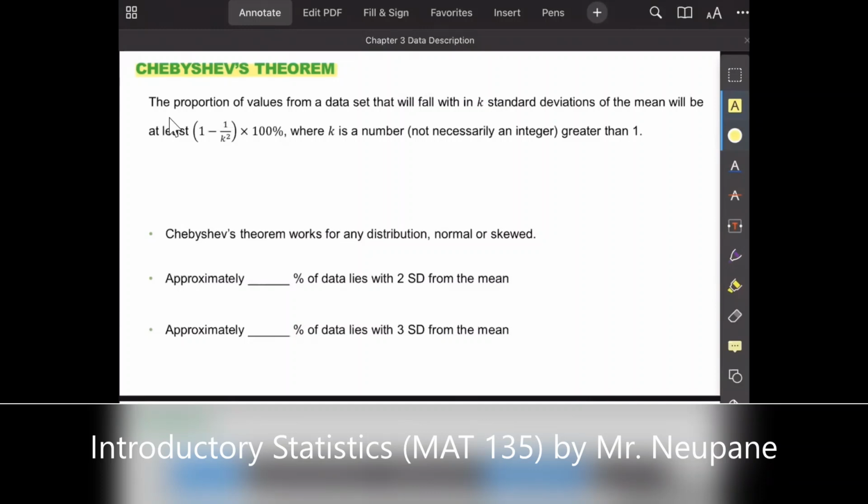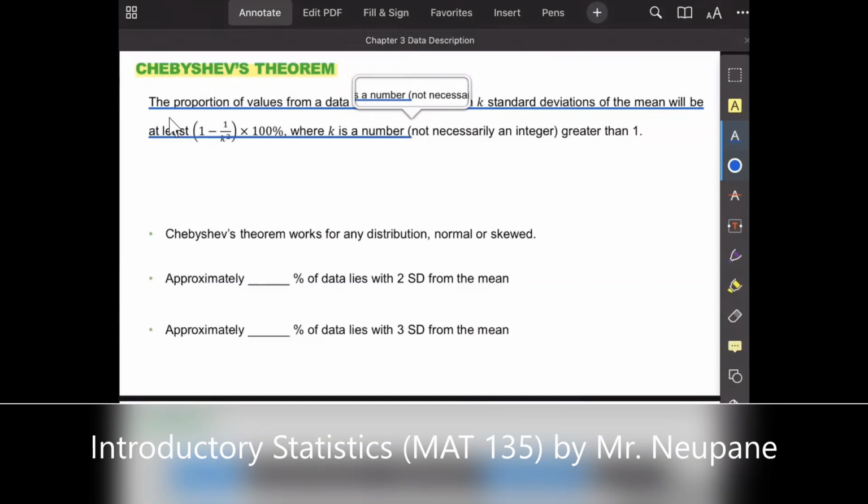So let's look at the definition or the statement of the theorem. The proportion of values from a data set that will fall within k standard deviation of the mean will be at least 1 minus 1 over k squared times 100%, where k is a number, not necessarily an integer, greater than 1. What is the meaning of this?